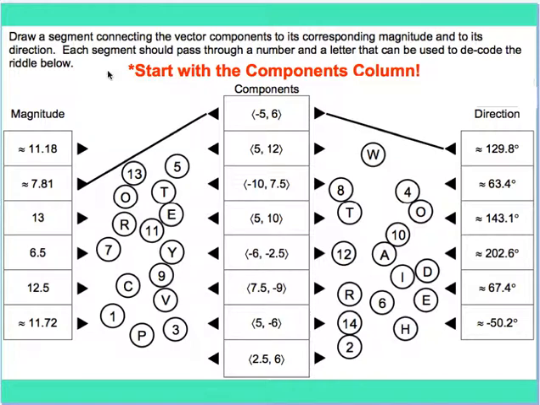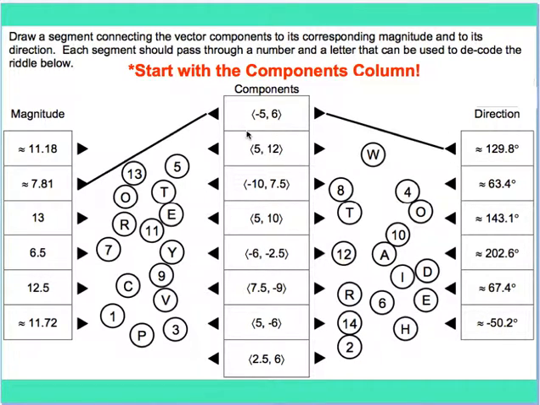For the first part it says draw a segment connecting the vector components to its corresponding magnitude and to its direction. Each segment should pass through a number and a letter that can be used to decode the riddle below. The first time everybody looks at this worksheet, they look at the magnitude column and try to come up with a formula to get the components from the magnitude. Well, it's not going to work that way. You need to start with your components column. Start here and first get your magnitude and then find the direction.